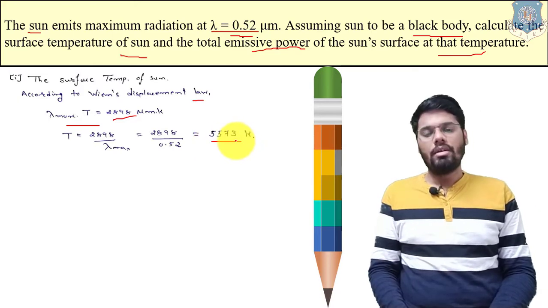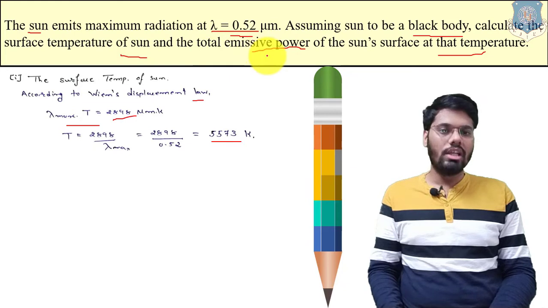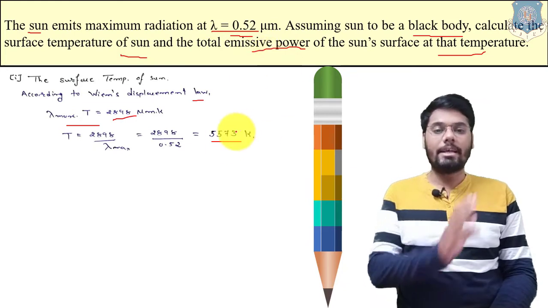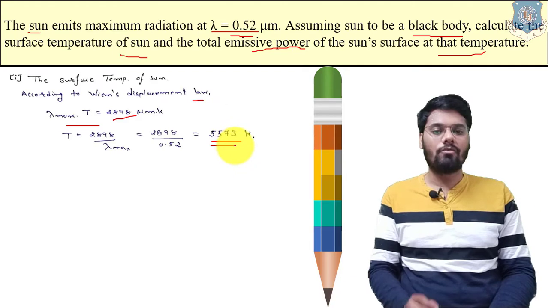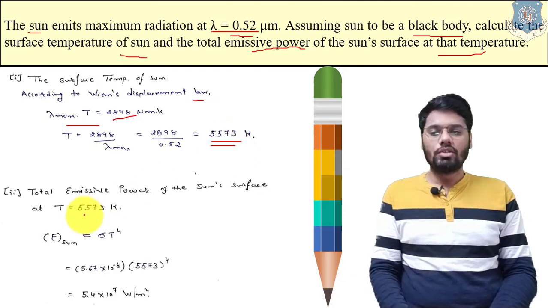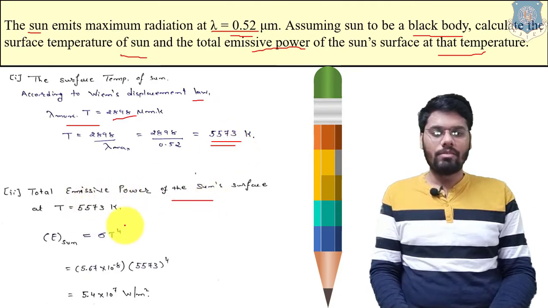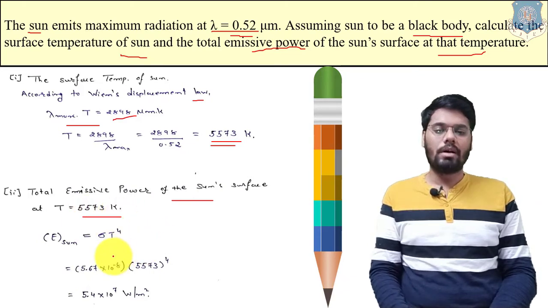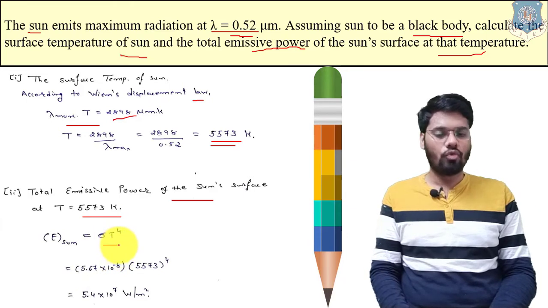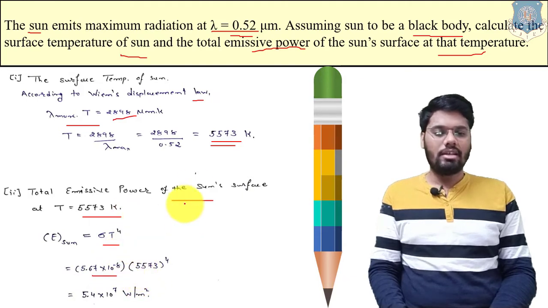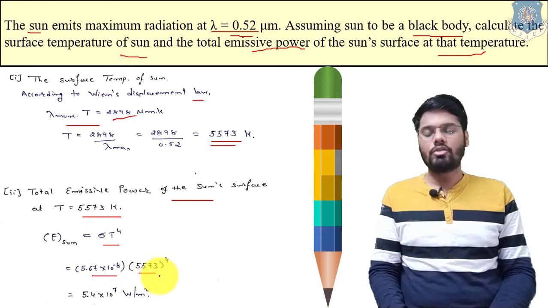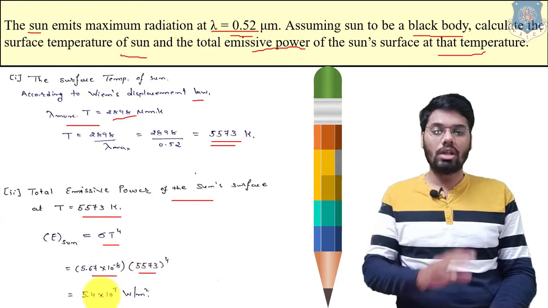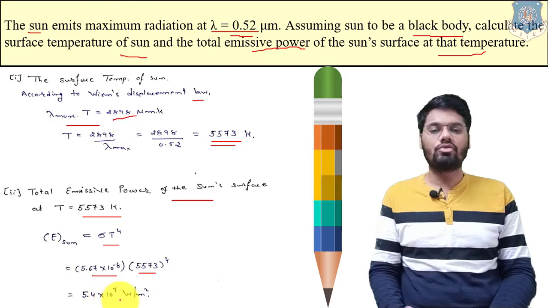Okay. Now we have to calculate the total emissive power of the sun's surface at that temperature, that means at this temperature, 5573 Kelvin. So for the total emissive power, the equation is sigma T raised to 4. The value of sigma is 5.67 into 10 raised to minus 8, and the temperature we have just calculated, 5573. By calculating this value, we will get total emissive power as 5.4 into 10 raised to 7 watt per meter square.